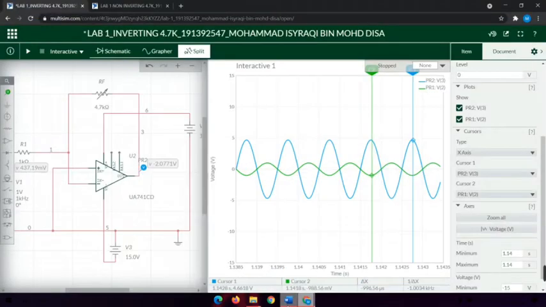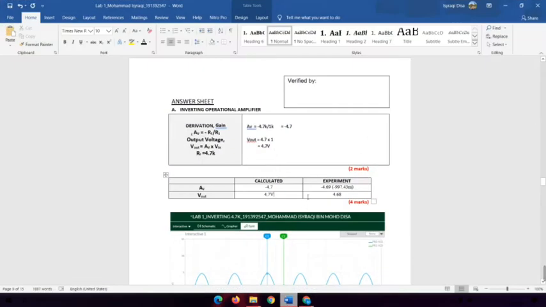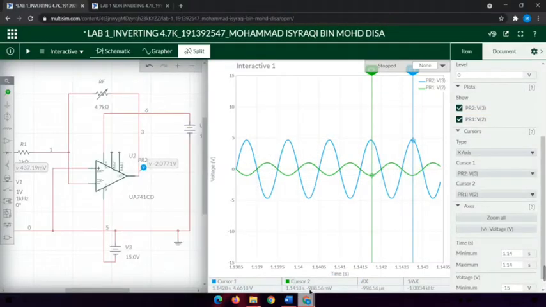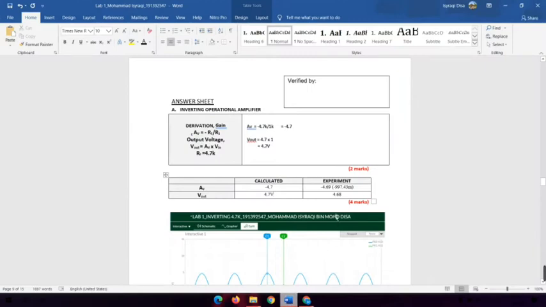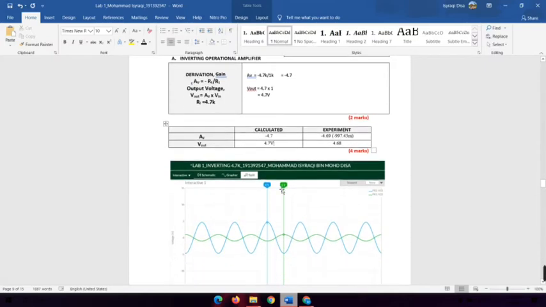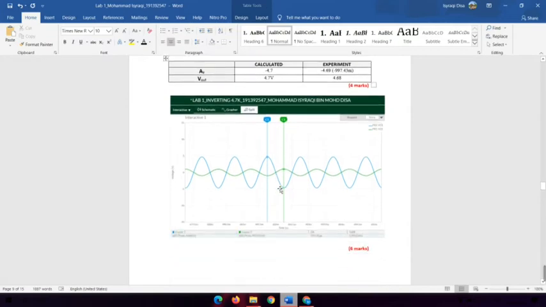And for the gain, we should divide Vout by Vin, negative: 4.66 divided by negative 988.56 millivolt, and we get negative 4.69, which is slightly the same as the calculated gain of negative 4.7.